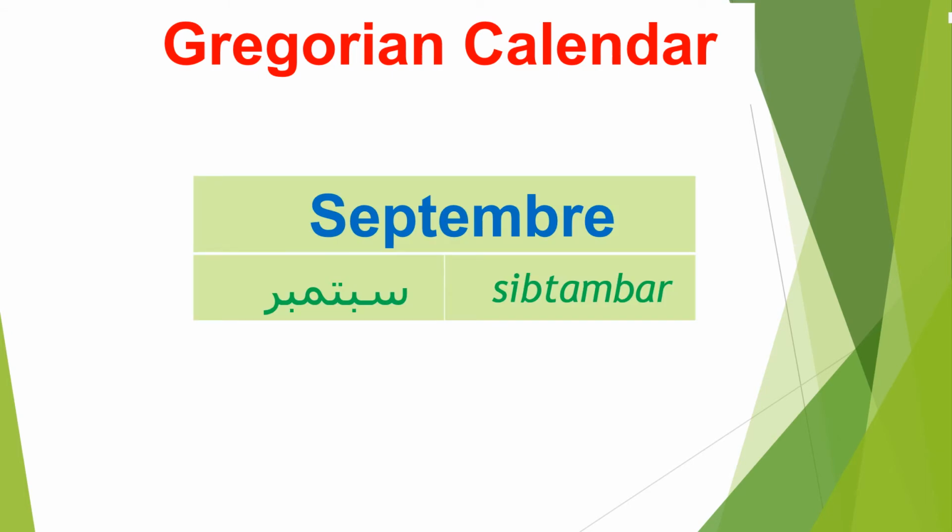September, September. You notice it does sound like English, but in some countries like in North Africa, like Morocco, they also say Şutember, Şutember.